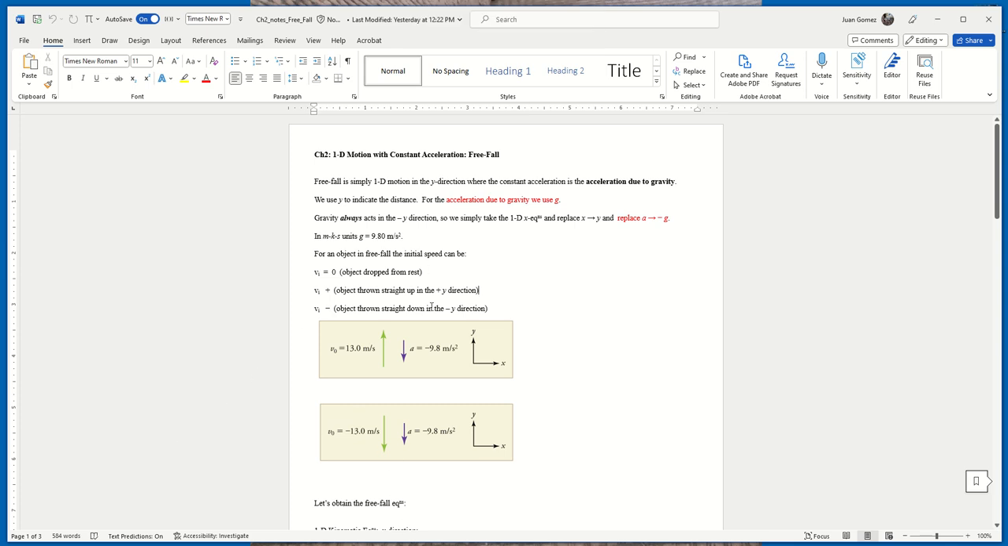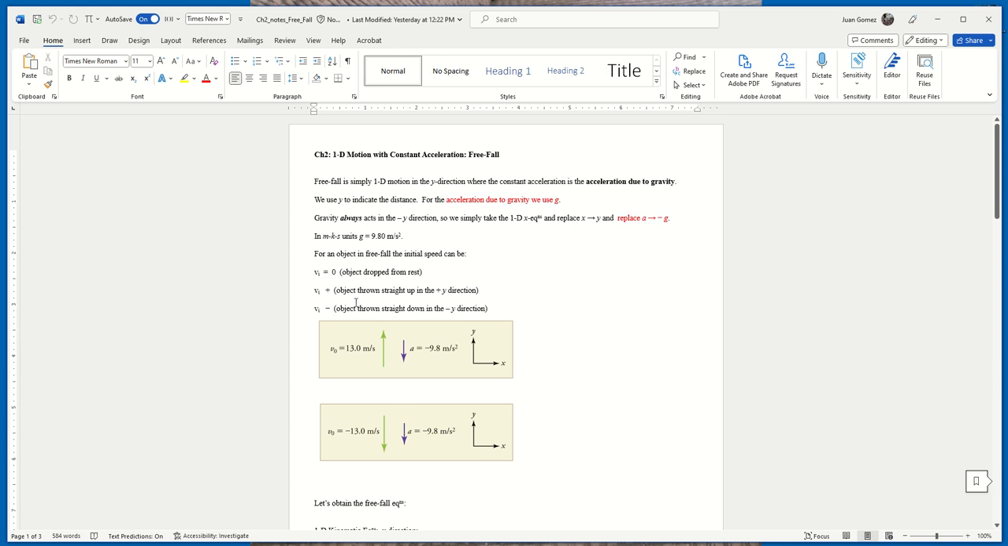Free fall can actually be three things. The initial speed can be zero, meaning the object is dropped from rest. Vi could be positive, meaning the object is thrown straight up, in the positive y. Or Vi could be negative, meaning the object is thrown straight down. Here in the first sketch, the book uses V naught for the initial speed instead of Vi. I like I and F, I for initial, but don't let that confuse you. You'd read that as V naught, meaning the initial speed.